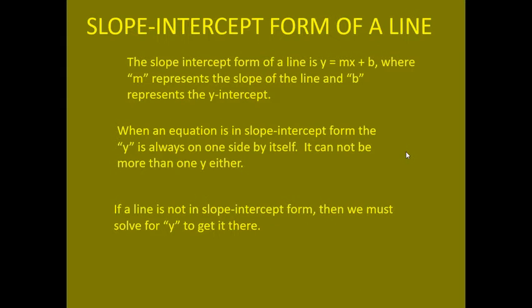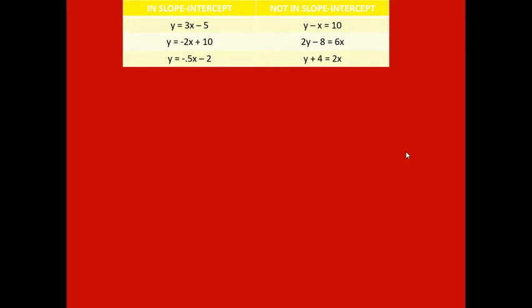If a line is not in slope-intercept form, then we must solve for y to get it there. So here we have some examples. The examples on the left are all in the slope-intercept form. Notice y equals 3x minus 5, y equals negative 2x plus 10, y equals negative 0.5x minus 2. The other side is not in slope-intercept form. In fact, they are in what we call, well, not all of them are in standard form.